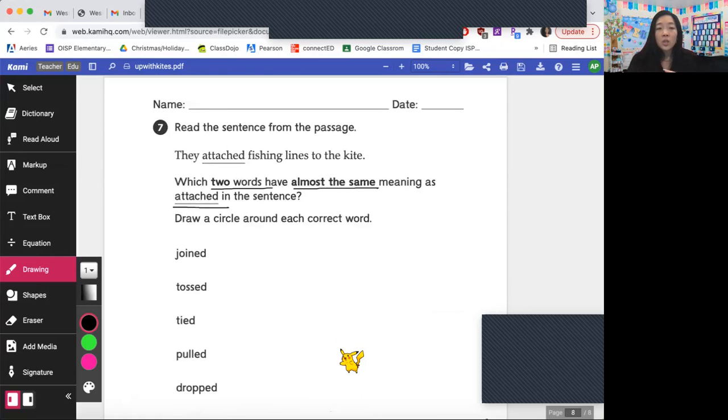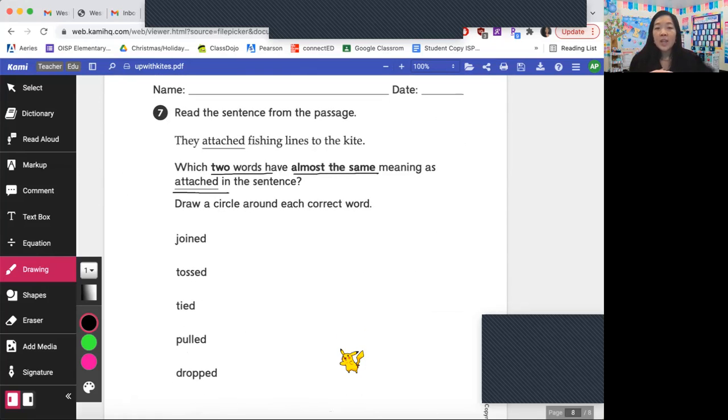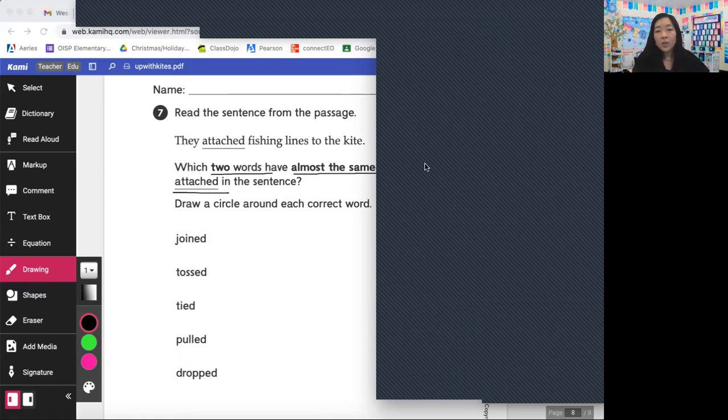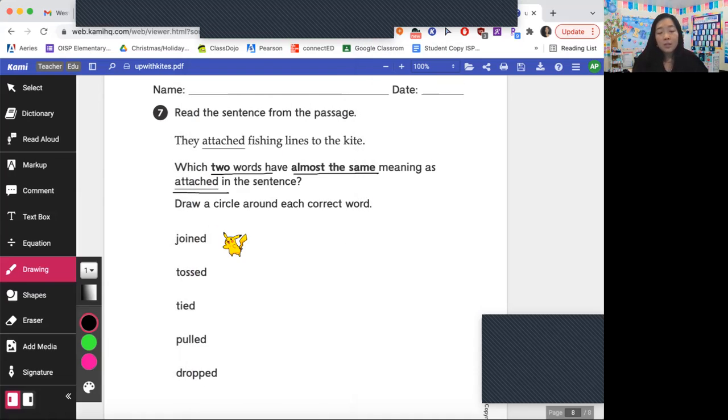Okay, last question. Read the sentence from the passage. They attached fishing lines to the kite. Which 2 words have almost the same meaning as attached in the sentence? Draw a word around each correct word. So what has almost the same meaning? It's going to be a synonym for the word attached. So make it make sense, okay? Number 7, they joined fishing lines to the kite. They tossed fishing lines to the kite. They tied fishing lines to the kite. They pulled fishing lines to the kite. They dropped fishing lines to the kite. Which of those 2 make the most sense?